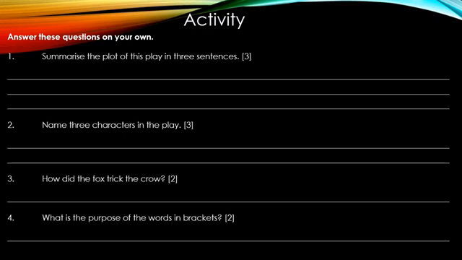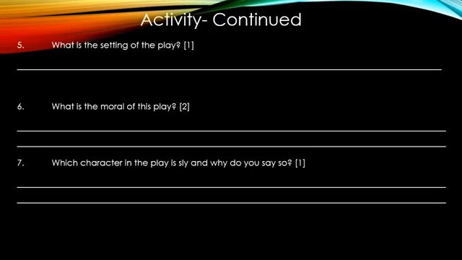1. Summarize the plot of this play in 3 sentences. So in 3 sentences, say what happens in this play. 2. Name 3 characters in the play. 3. How did the fox trick the crow? 4. What is the purpose of the words in brackets? So why are the words in brackets there? 5. What is the setting of the play? Where does it take place? 6. What is the moral of this play? A moral is what you can learn from this play.